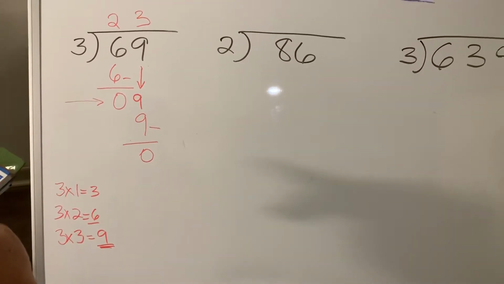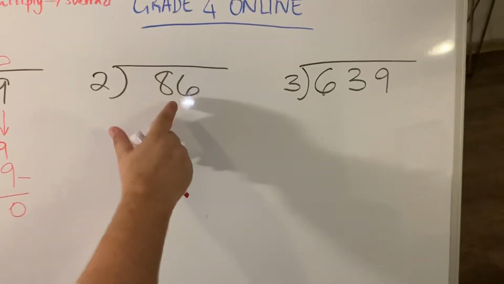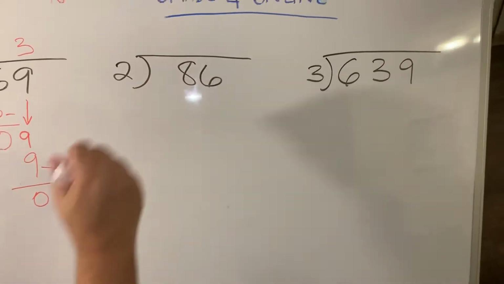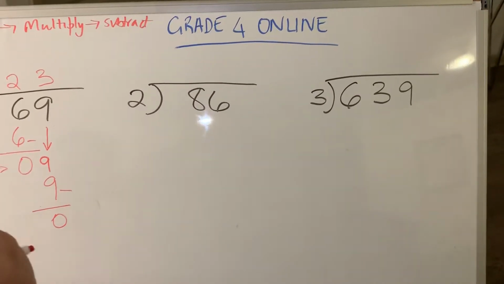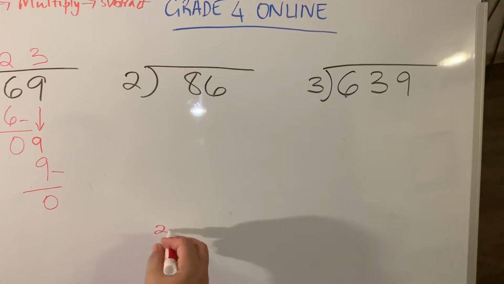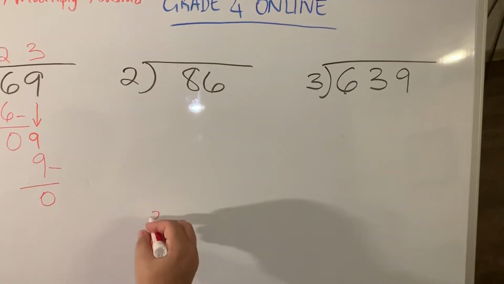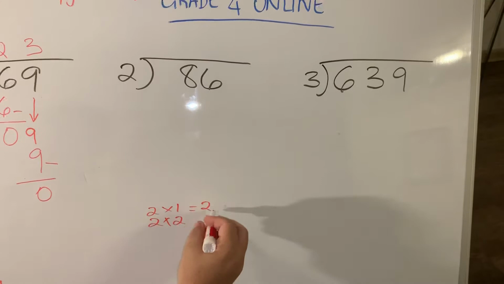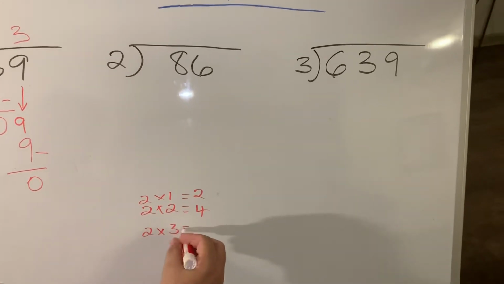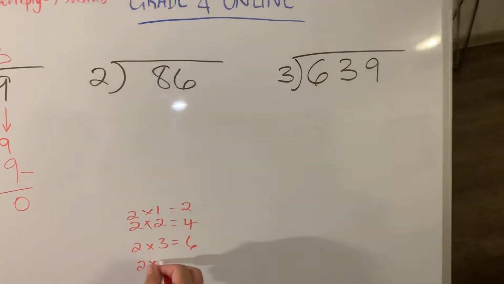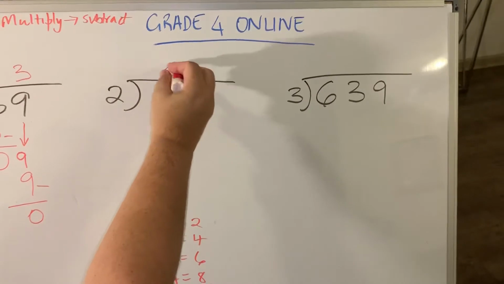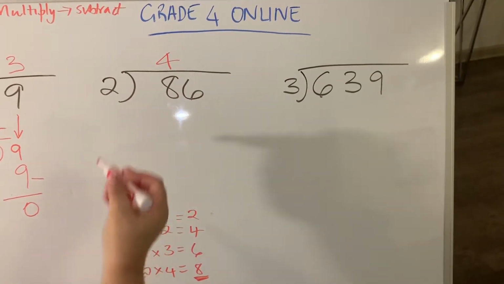Okay, let's look at another example. We ask ourselves, 86 divided by 2. We ask ourselves if 2 can go into 8. As long as it's a bigger digit, the answer is yes. Let's multiply it out. 2 times 1 equals 2. 2 times 2 equals 4. 2 times 3 equals 6. 2 times 4 equals 8. That's what we're looking for. 2 can come out of 8 4 times.